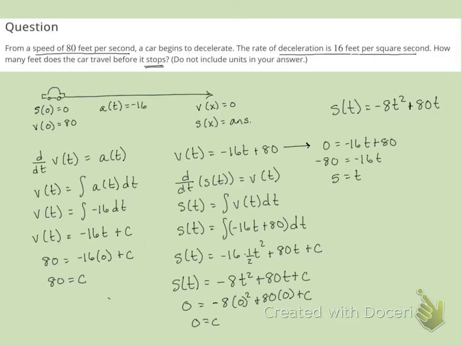So if we put this t equals 5 into the position function, we will know how many feet the car traveled over this 5 seconds. And we will get 200 feet.